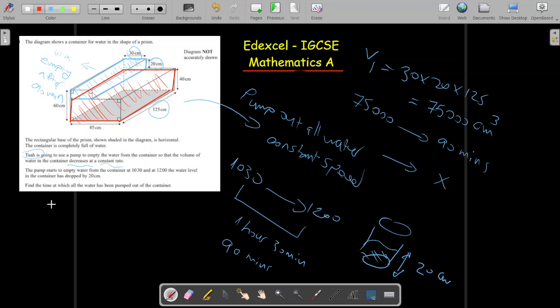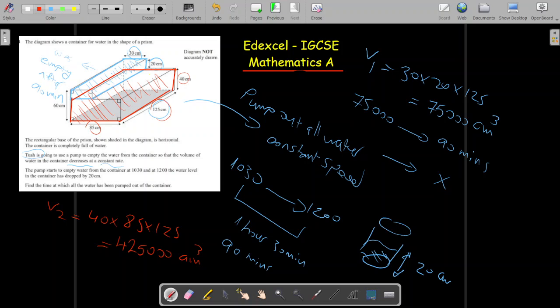So V2 is going to be equal to what? Look at the dimensions. You have 85, you have 40 as a height, and you have again 125. So it's going to be equal to 40 multiplied by 85 multiplied by 125, which is going to be equal to 425,000 centimeter cube.